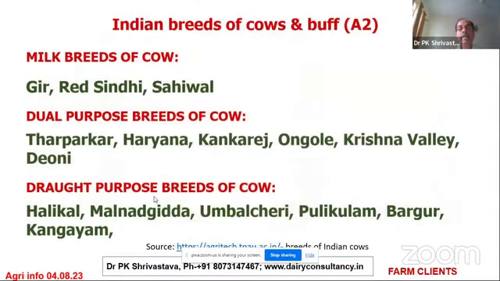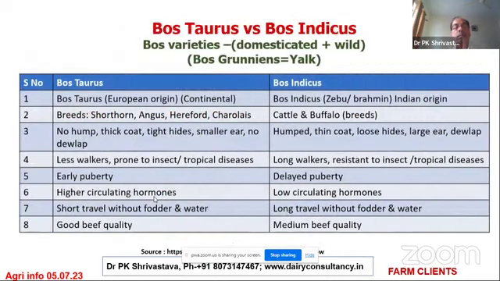So let's come to that slide. What is the difference between Bos taurus and Bos indicus? These are short horn, their horn is short. These are the breeds: Shorthorn, Angus, Hereford, like that. There is no hump. Their coat is very thick. Their hide, the skin over the body, is very tight in this case, the A1 animals. And they have very small ears and no dewlap.